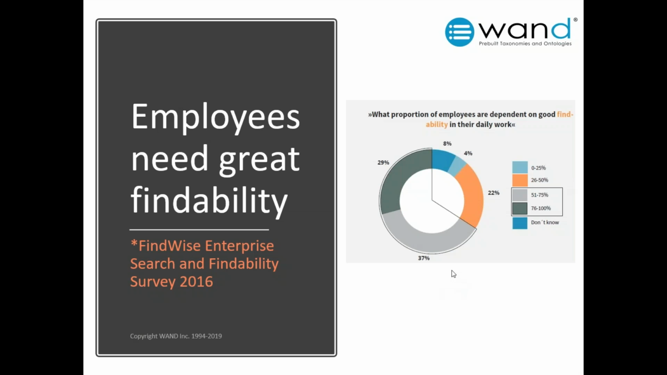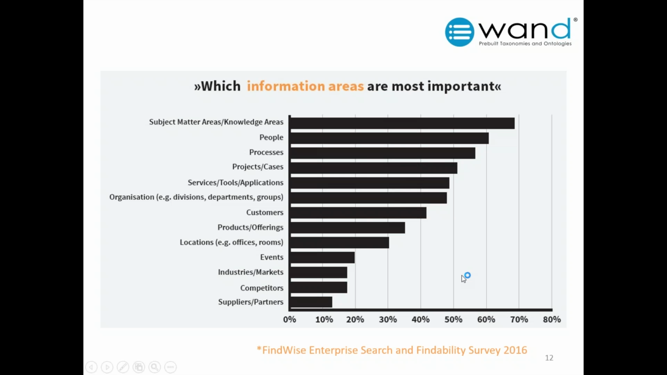So employees need findability. I think information sharing is important. The second slide, the question talks about what information areas are most important. And you can see that the top 3-4 areas are subject matter areas or knowledge areas, people, processes, projects, and cases. And these are all things that are going to strongly benefit from having a vocabulary, having descriptive metadata so that people can search for the topics that they're interested in. This all speaks to taxonomy. And as we go forward, the ability to have taxonomy-based refiners in the search experience.